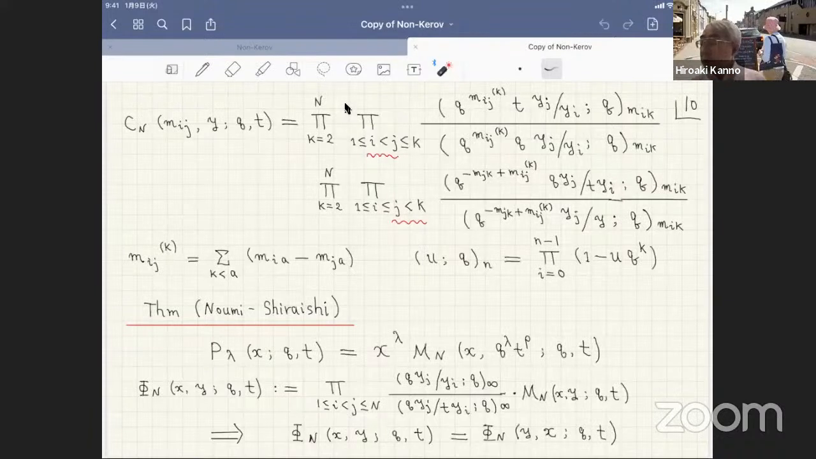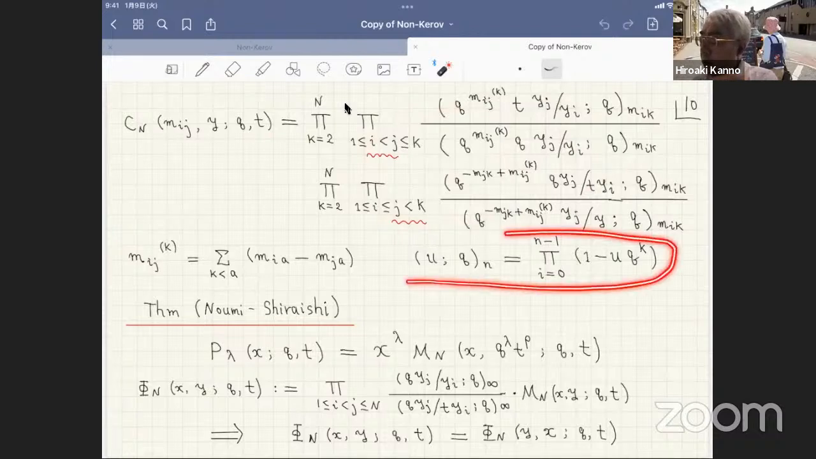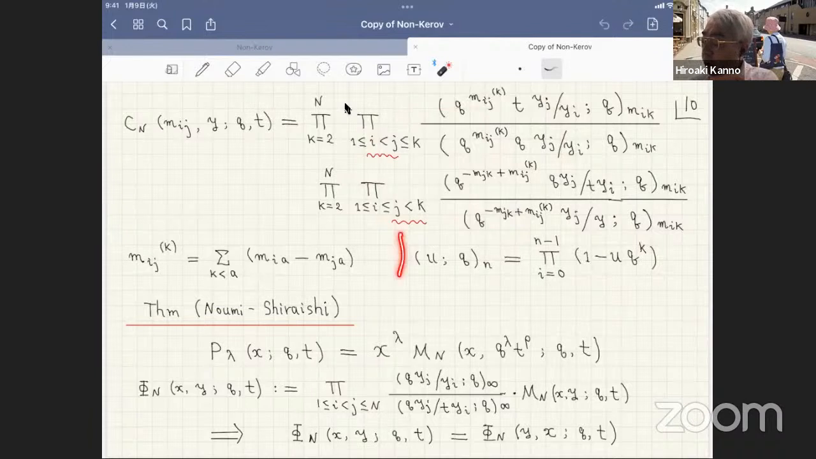I'm sorry. I just give you the quite explicit form of the coefficient in this form. And here appears some ratio of this kind of quantity, which is called the q-Pochhammer symbol. If you remember the talk of Yamaguchi-san, this type of coefficient appears in q-hypergeometric series. So in that sense, this is a multi-variable generalization of q-hypergeometric series.